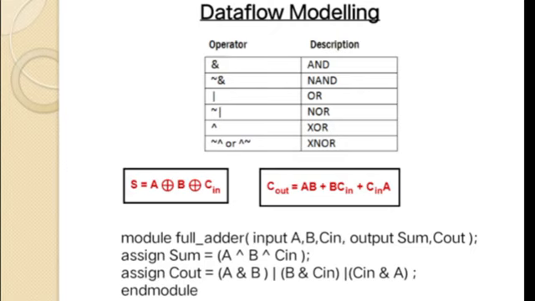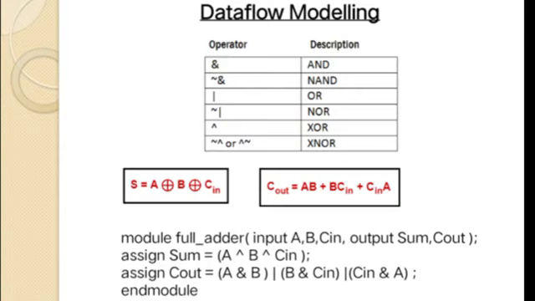In the module we declare the inputs and outputs. Then assign sum equal to A XOR B XOR Cin. The Cout equals A and B or B and C or C and A. Then end module. This is the program for the data flow modeling full adder.